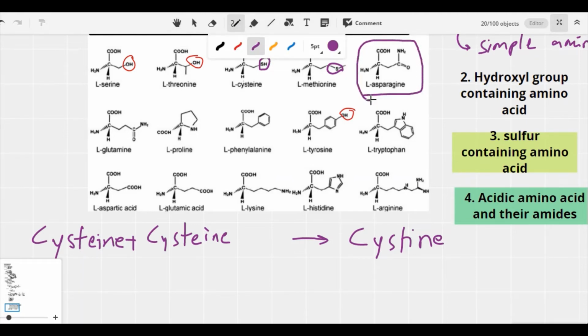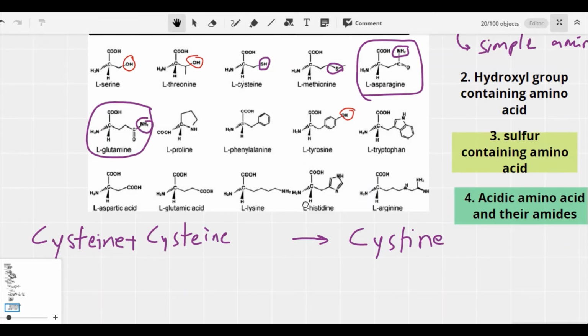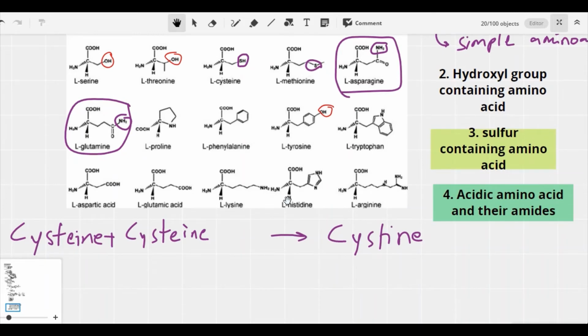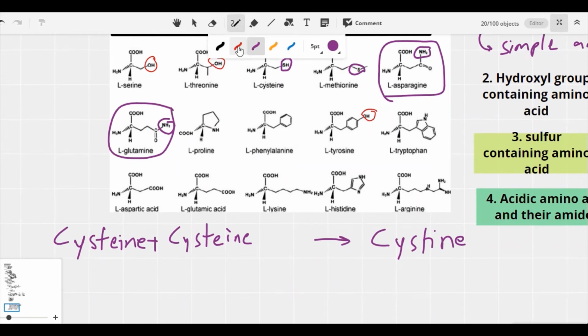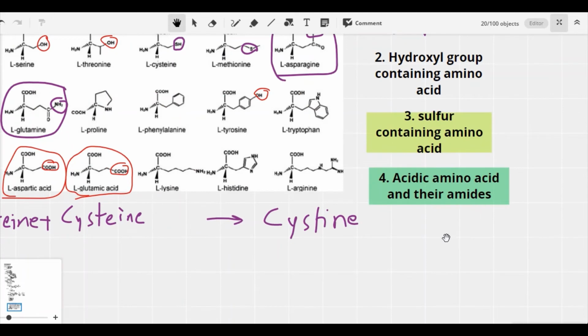While asparagine, here you can see that one, and the next one, glutamine, are their respective amide derivatives. You can see the amide group is prominent, so that's why they are considered amide derivatives. As we discussed earlier, aspartic acid is acidic because the carboxyl group is prominent, and glutamic acid is also an acidic amino acid. These two are acidic amino acids, while asparagine and glutamine are considered amide derivatives.